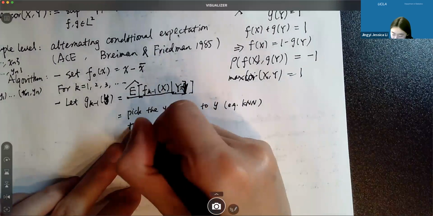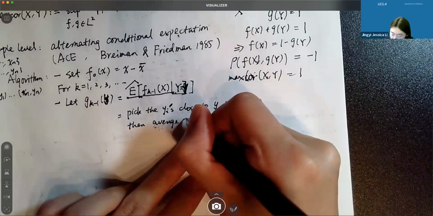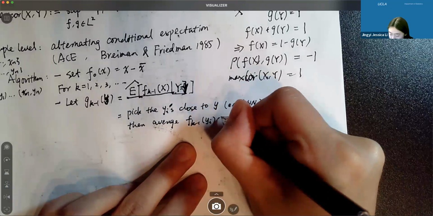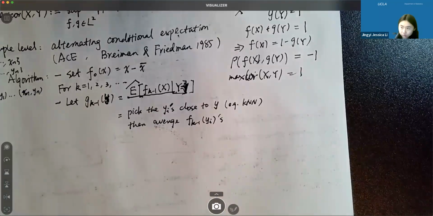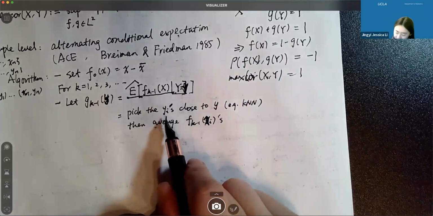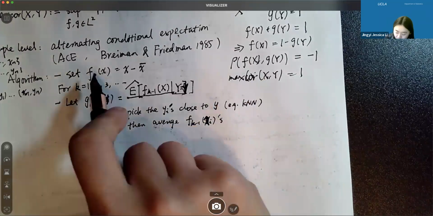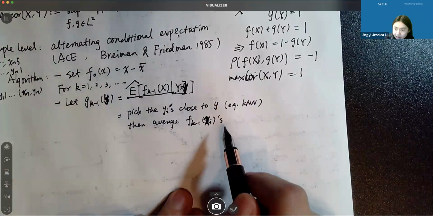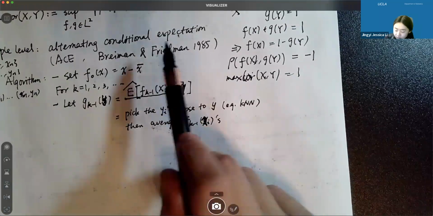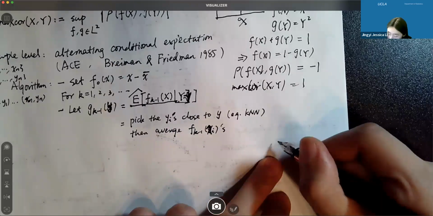And then average the f_{k-1} of xi, sorry, xi, my bad. So you pick those i's that are close to y, and then you take their xi value, perform the previous transformation, and then you take the average. So that's how we approximate this conditional expectation. And also in the algorithm name, you have the conditional expectation. So basically what you're doing is this.